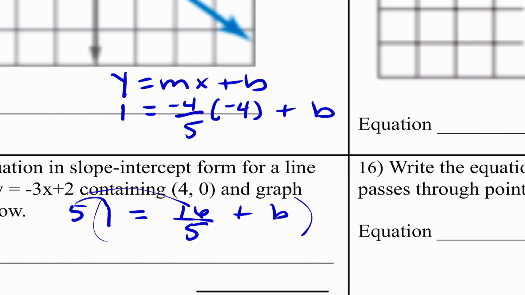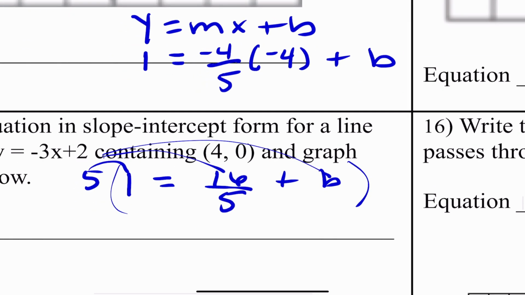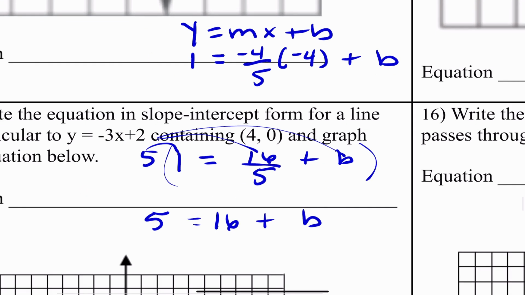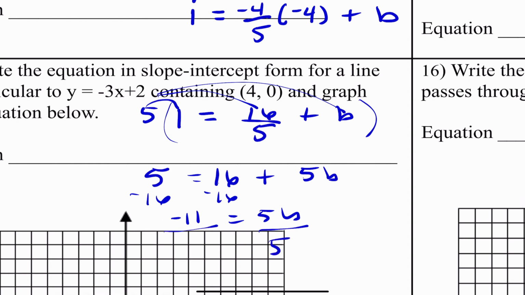Then I'm going to use the distributive property. Okay? So 5 times 1 is 5, and then 5 times 16 over 5, those are going to cancel out. Look, these are going to go away. So that's going to be 16 plus b. Then, oh, sorry, not b, because remember, we got to multiply. So that's 5b. Then I subtract both sides. I get -11 equals 5b. Then I divide both sides by 5. So b is equal to -11 over 5. Okay, that's b.